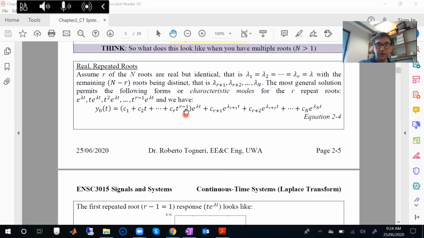So this definition means you can't have R equals 1. If you have repeat roots, you either have 2 roots which repeat, 3 roots which repeat, 4 roots which repeat. You can't really have 1 root which repeats. By definition, it would not repeat. So R equals 2 is the smallest number you have. So the simplest expression is C1 plus C2 t times that, which is what we have.